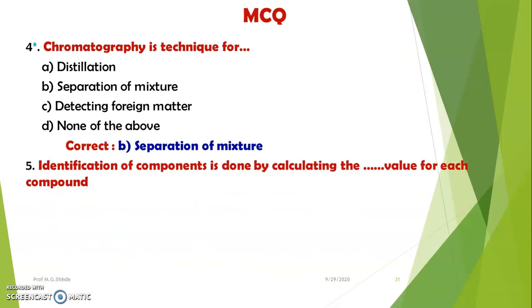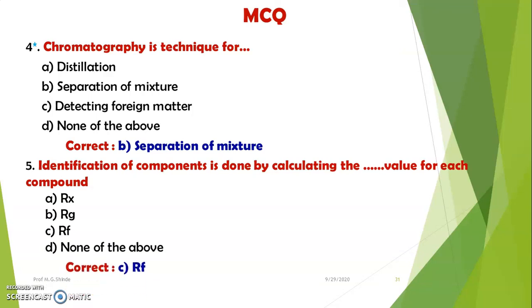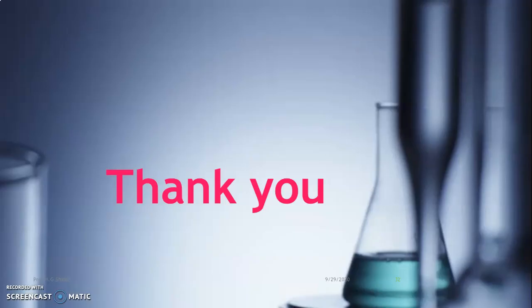The last MCQ is: identification of components of the mixture is done by calculating the value for each compound: Rx value, Rg value, Rf value, none of the above. The correct option is the Rf value. So, thank you. Today we have completed our practical of separation of sugar solutions or sugar mixtures by using thin layer chromatography. Thank you.